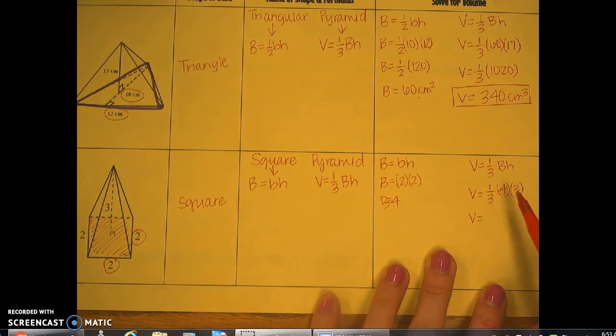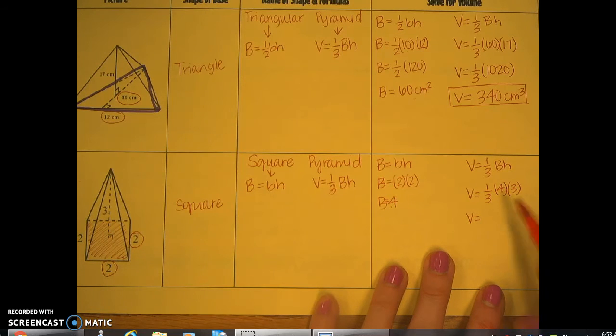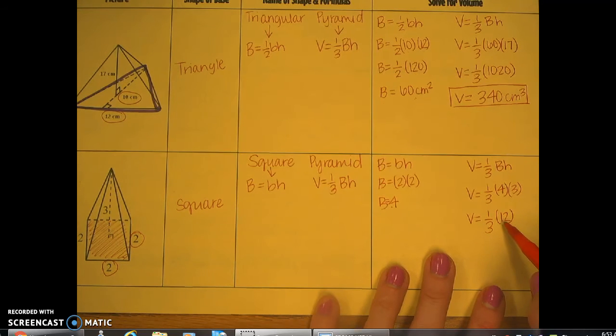So I'm going to go ahead and multiply area of the base times the height, which would give me 12. Now remember, that would be the volume if this was a prism. Since it's a pyramid, we still need to divide by 3. So 12 divided by 3 gives me 4, and so that's my volume also.